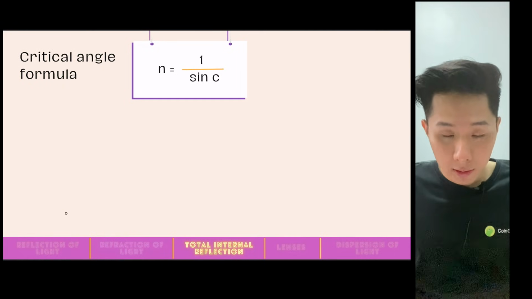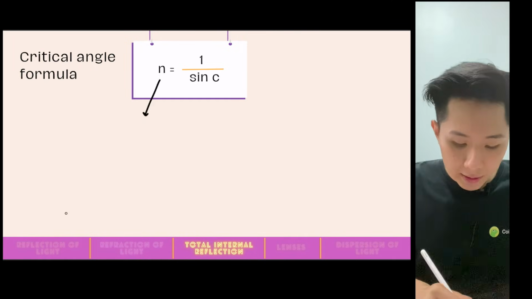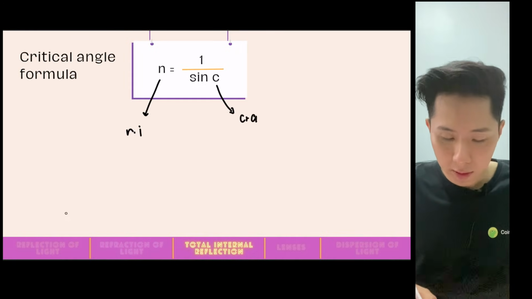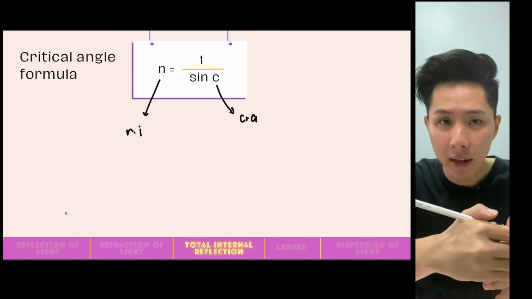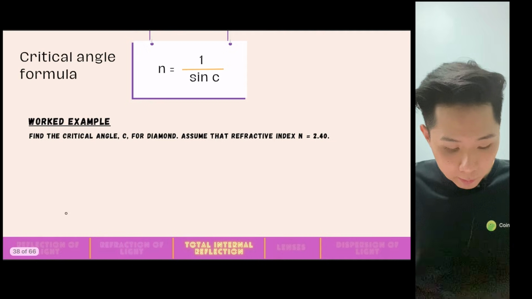Critical angle formula. So here is a formula you can use to calculate the critical angle of a medium. N stands for the refractive index, C stands for the critical angle. So given the refractive index, you will be able to find the critical angle of an object and vice versa. So let's solve some questions.